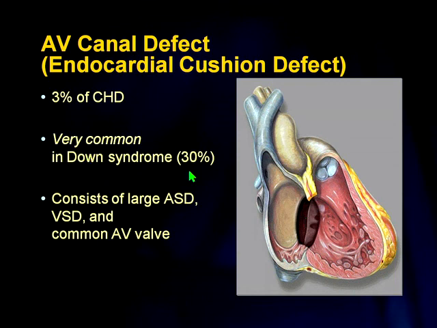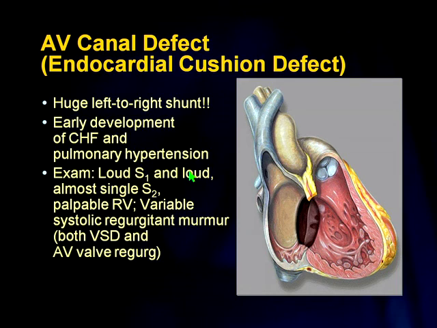And I think you know the American Academy of Pediatrics and Family Practice recommends an echocardiogram on all patients born with Down syndrome. Huge left to right shunt. Look at the size of the hole in the heart there. And they get the early development of heart failure, and they get the early development of this irreversible pulmonary hypertension.